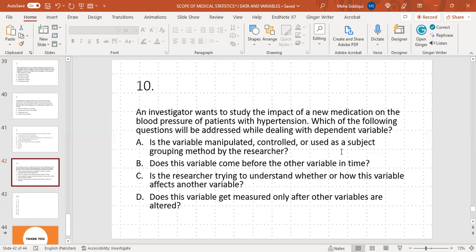MCQ number 10. An investigator wants to study the impact of a new medication on the blood pressure of patients with hypertension. Which of the following questions will be addressed while dealing with the dependent variable? Is the variable manipulated, controlled, or used as a subject grouping method by the researcher? Does this variable come before the other variable in time? Is the researcher trying to understand whether or how this variable affects another variable? Or does this variable get measured only after other variables are altered?